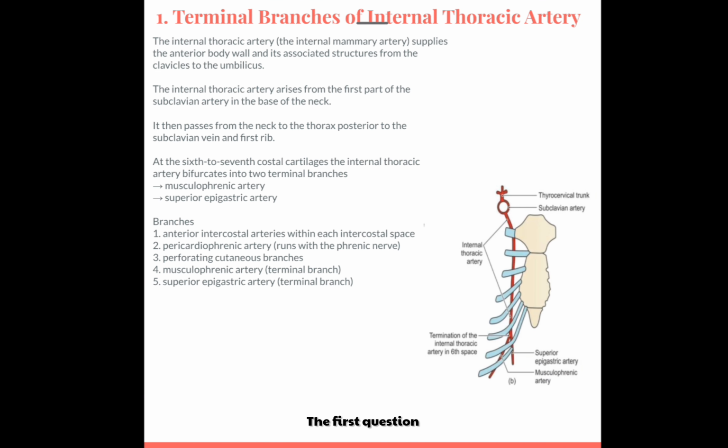Okay, the first question we'll be seeing is terminal branches of internal thoracic artery. So, we all know the internal thoracic artery is also known as the internal mammary artery. It also supplies the anterior body wall and its associated structures, that is from the clavicle to umbilicus. In the anterior body wall, the structures are supplied by the internal thoracic artery.